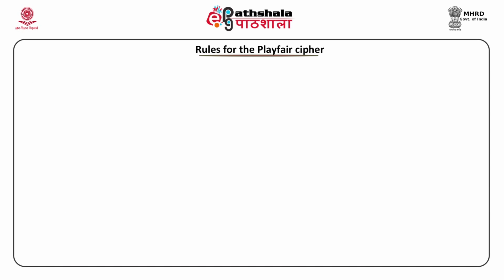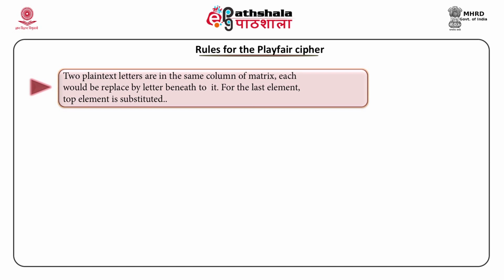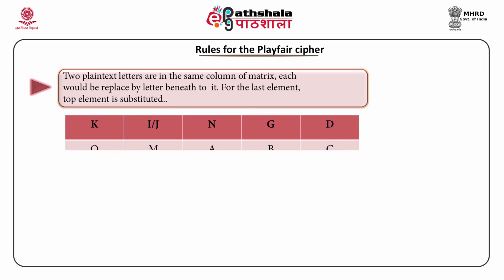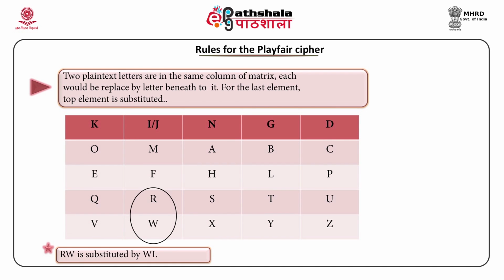The next case is when the two plain text letters are in the same column. How would you proceed? Again have a look at my slide, R and W. R would be replaced by W, the character beneath it, and W would be replaced by I, the first character of the column. So RW is substituted by WI. The rest of the case is clear. If I want to substitute HA, A would be substituted by H, which is beneath it, and H would be substituted by S, which is beneath it.